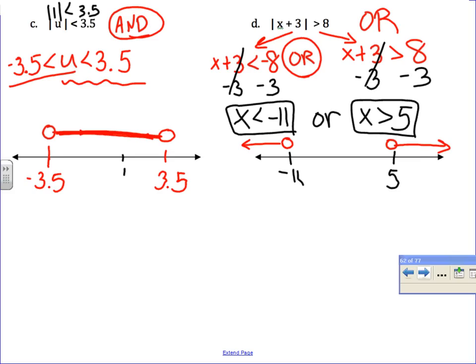Okay, so if we tested this, let's see if this works. If you plugged 6 in, we have 6 plus 3 is 9. So really that leaves you with, is the absolute value of 9 greater than 8? It is. And if you tried a number down here, let's say negative 12, if you have negative 12 plus 3, you get negative 9. The absolute value of negative 9 is 9. 9 is greater than 8. So again, if you check anything, it has to work. So I would highly recommend that you go back and check to make sure that you solved everything correctly.